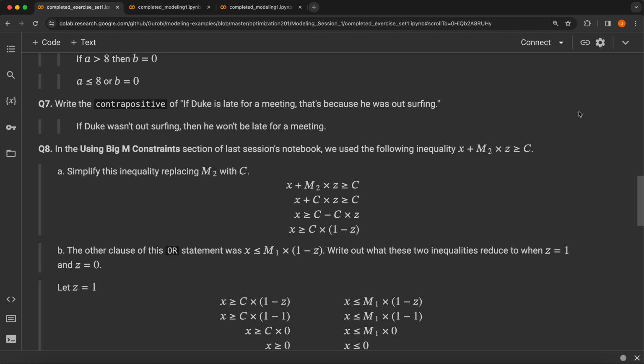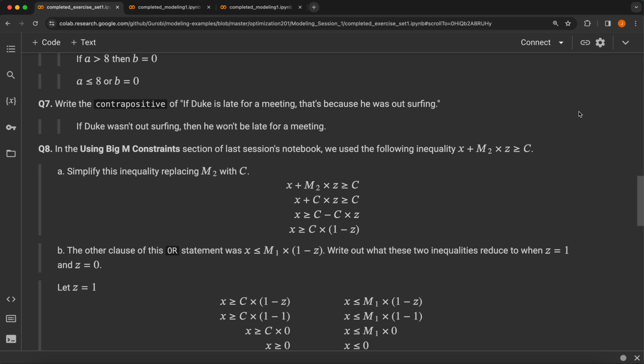Question 7 is all about the contrapositive. We have a statement that says, if Duke is late for a meeting, that's because he was out surfing. So our if part says, if Duke is late for a meeting, and the then part is because he was out surfing. The contrapositive is negating both of these parts and then flipping their order. So we end up having, if Duke wasn't out surfing, then he won't be late for a meeting.